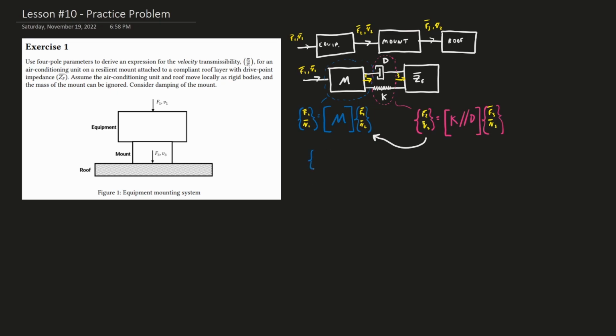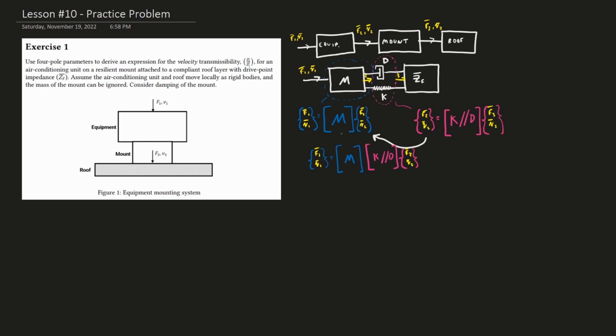We'll start with the input vector at 1. That is set equal to our big mass matrix, and then now we're substituting in this second vector into our relationship here. So we'll have our K parallel D multiplied by F3 V3.